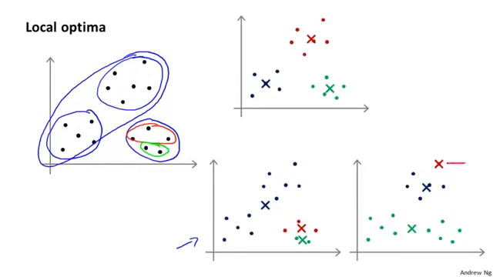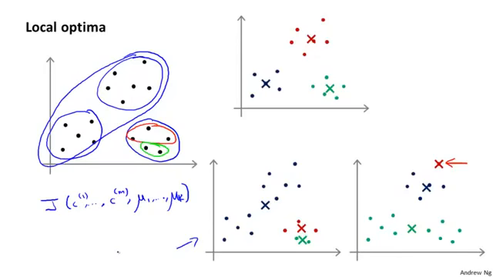And in fact, in this example here, the red cluster has captured only a single unlabeled example. And the term local optima, by the way, refers to local optima of this distortion function j. And what these local optima correspond to is really solutions where k-means has gotten stuck at the local optima and is not doing a very good job minimizing this distortion function j.